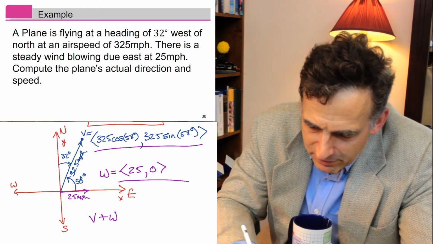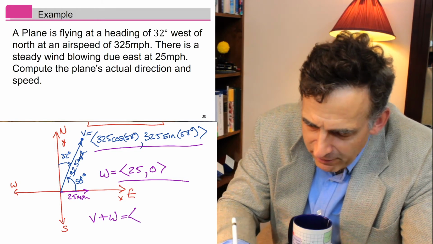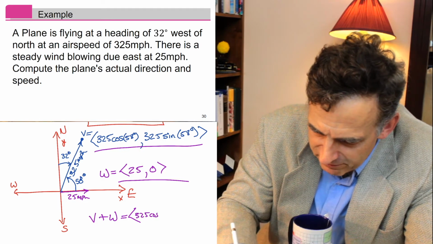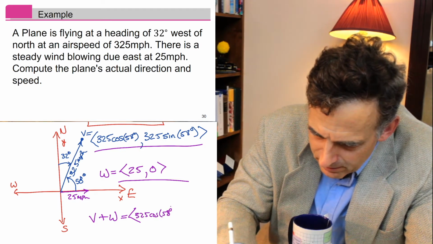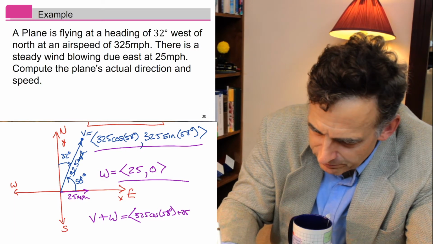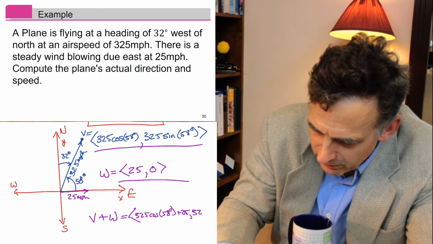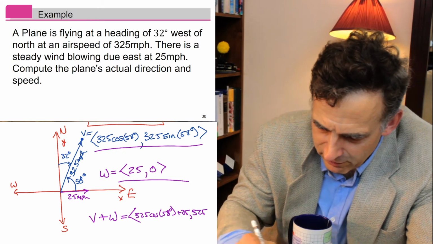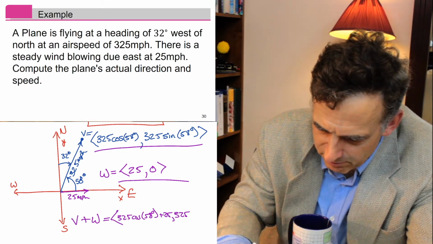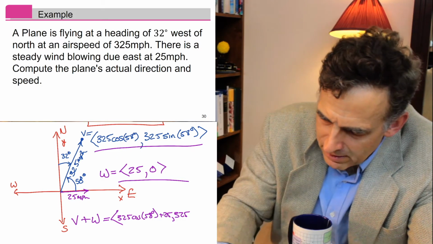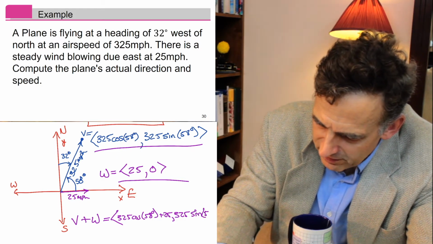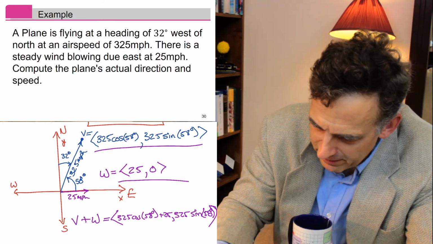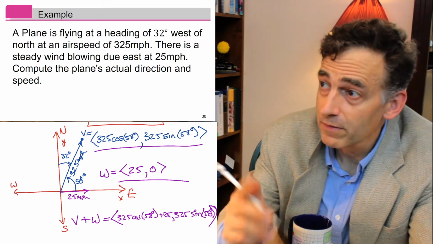So V plus W will be the sum of those two vectors. So we'll do 325 cosine of 58 degrees plus 25, and then 325 times sine 58 degrees. I haven't left myself enough room, so let's move that over. Okay, that's supposed to be an angle bracket on the end there.